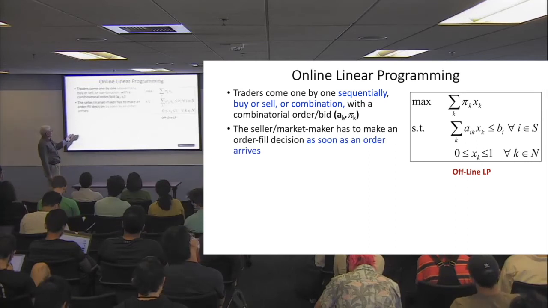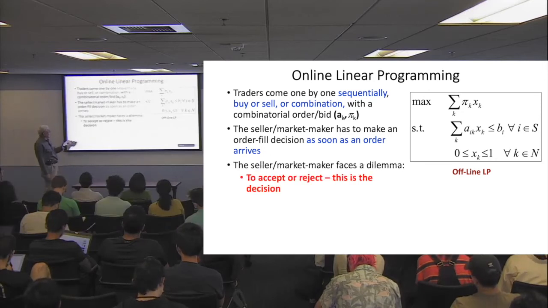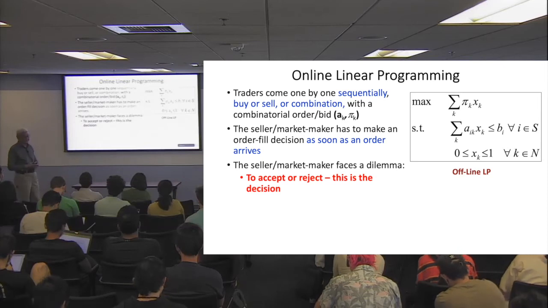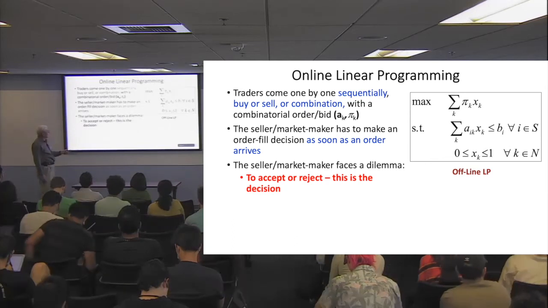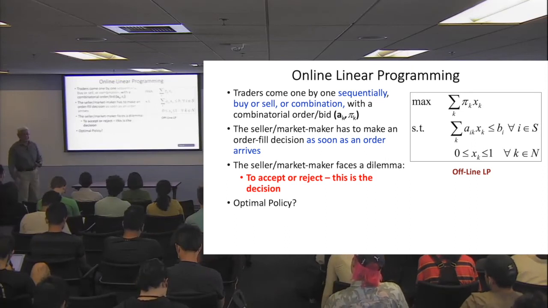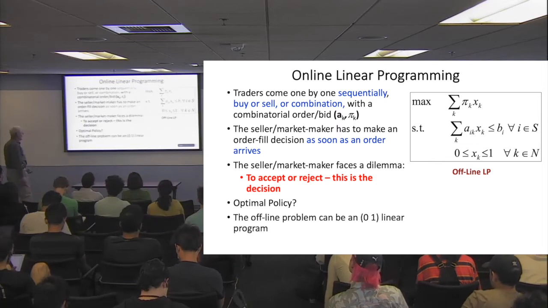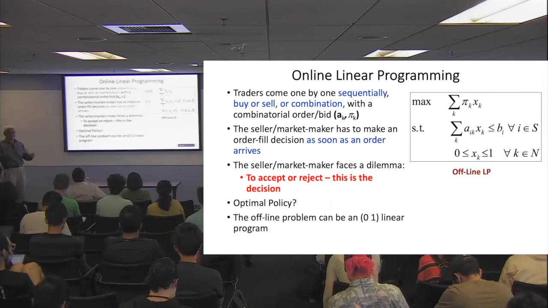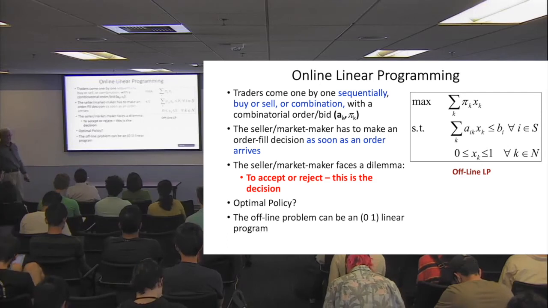The market maker has to make all the decisions as soon as an order arrives. That's what I said. So the dilemma is accept or reject. For each of these customers, you can use a 0 or 1. 0 means reject. You can think about this as an auction, some kind of buy or sell or combination auction. 1 is accept. What is some kind of online policy to guide the online decision? The offline problem, as I said, could be either 0 or 1. It actually becomes an integer program, which is one of the integer program problems.